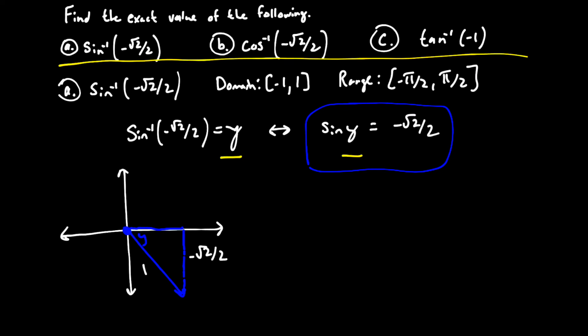Now, we can realize two things. The first thing is that this is going to be a 45, 45, 90 triangle, or the only time sine of y is equal to the negative square root of 2 divided by 2 in the fourth quadrant is when we have negative pi divided by 4. In either reasoning, we can conclude then that y is equal to negative pi divided by 4. So inverse sine evaluated at negative square root of 2 divided by 2 is equal to negative pi divided by 4.